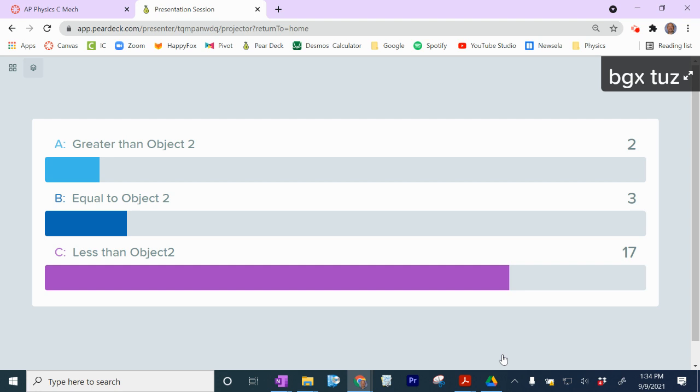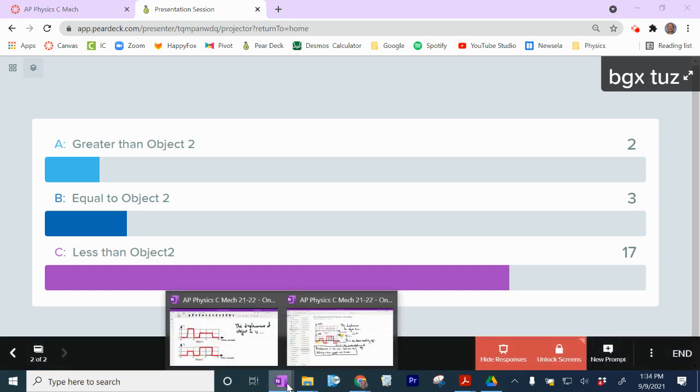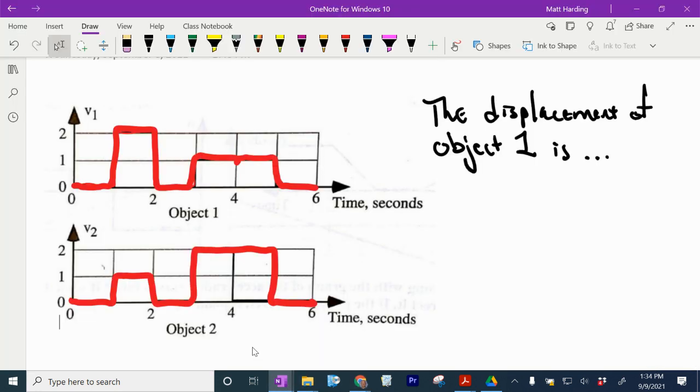Okay, that's 17 of you. 3 think they're the same. 2 think that object 1 is a greater displacement than object 2. So let's peel the question back to that fundamentally. What do you think the displacement of object 1 is?